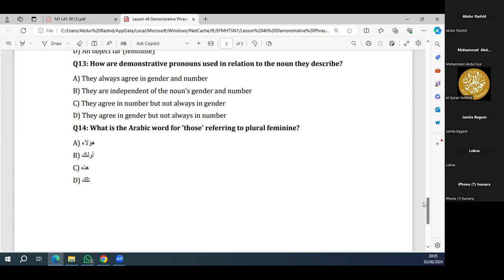Last one. Question number 14, which is the last one of this lesson. What is the Arabic word for those referring to plural feminine? A, hawula'i, B, ula'ika, C, hadhihi, D, tilka.